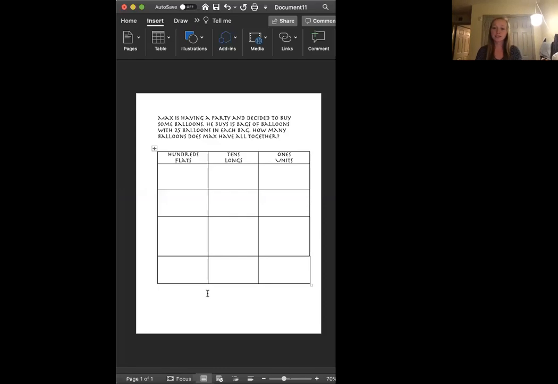So our word problem today is Max is having a party and decided to buy some balloons. He buys 15 bags of balloons with 25 balloons in each bag. How many balloons does Max have altogether? So that is what we are going to find out today using multiplication.